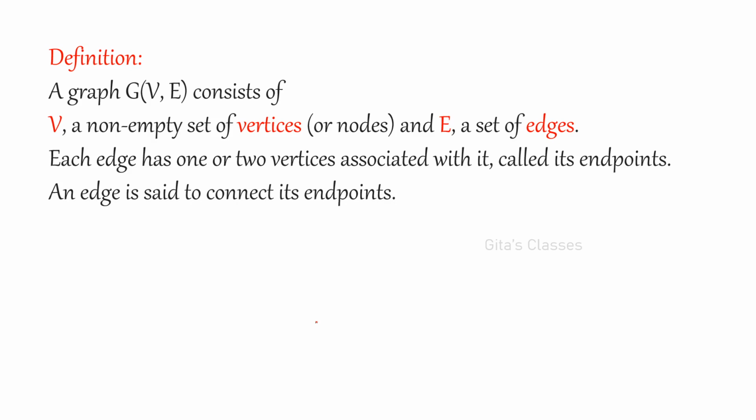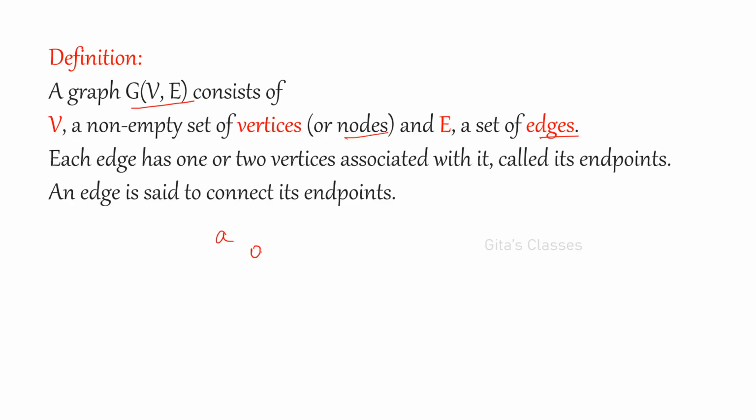A graph is denoted by capital G of V comma E. V is the non-empty set of vertices, and at least one vertex should be there, then only we call it a graph. Okay, and it is also called nodes, and capital E is called the set of edges. Each edge has one or two vertices associated with it, called its endpoints.